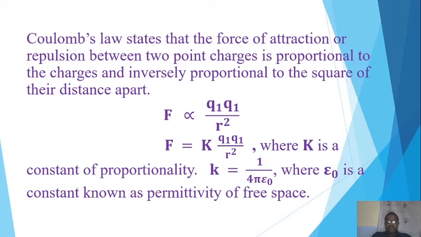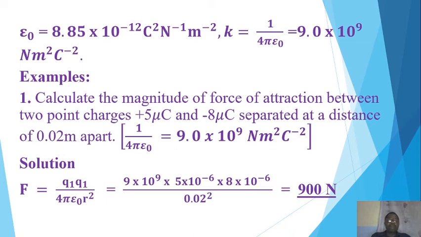So F is equal to K Q1 Q2 over R square, where K is the constant of proportionality. Now, experiment shows that K is equal to 1 over 4 pi epsilon 0, where epsilon 0 is a constant known as the permittivity of free space. The numerical value of epsilon 0 is 8.85 times 10 raised to the power minus 12 coulomb square per Newton per meter square, where K, which is 1 over 4 pi epsilon 0, is equal to 9.0 times 10 raised to the power 9 Newton meter square per coulomb square.